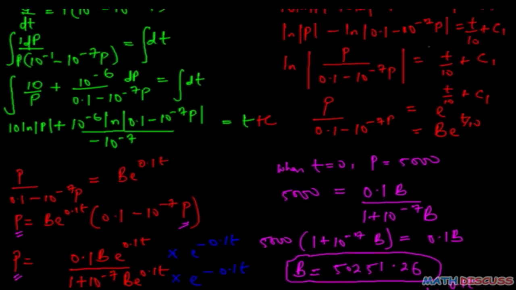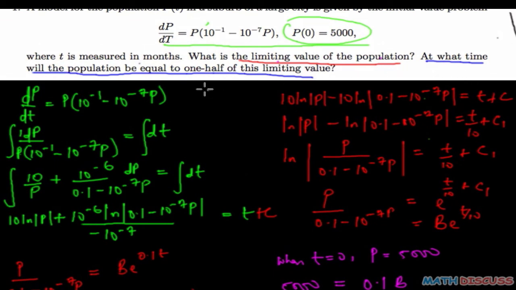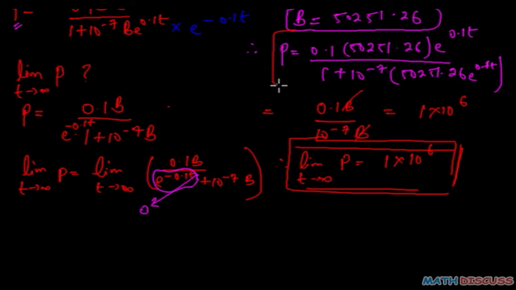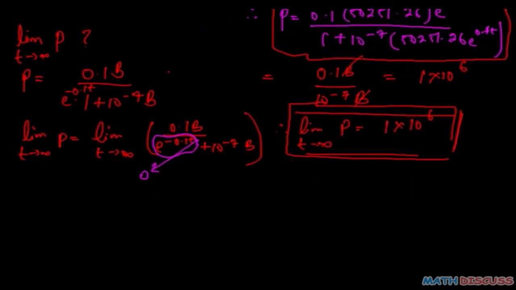Now to go on, the question says we shouldn't stop there. It says, at what time will the population be equal to 1/2 of its limiting value? So you recall that we had this to be our final solution. I'm going to write that here. If this is our population and this is the limiting value, what part B is saying is, at what time will the size of the population be equal to half of this? Half of this is 500,000.